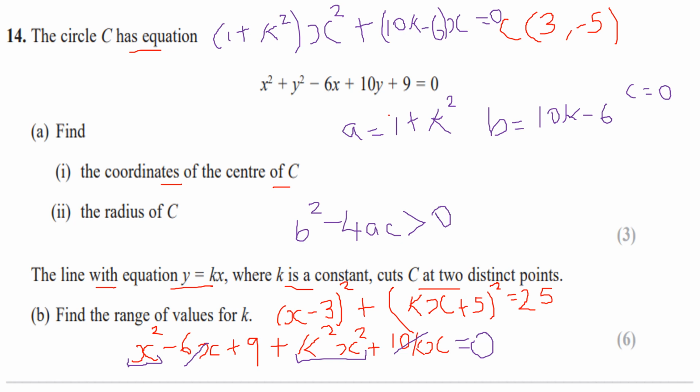So I'm going to have 10k minus 6 all squared is going to be bigger than 0. The reason for that is because when I do minus 4 times a times c, that obviously goes to 0, because c is 0, so this part goes to 0. This is a bit more tricky here.